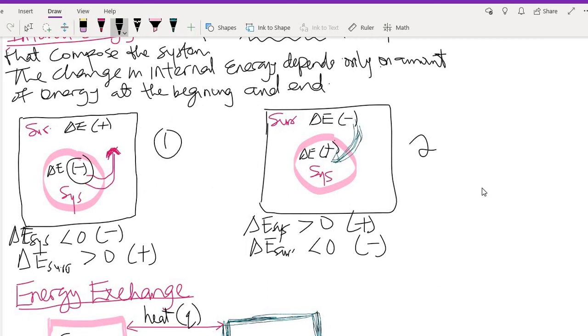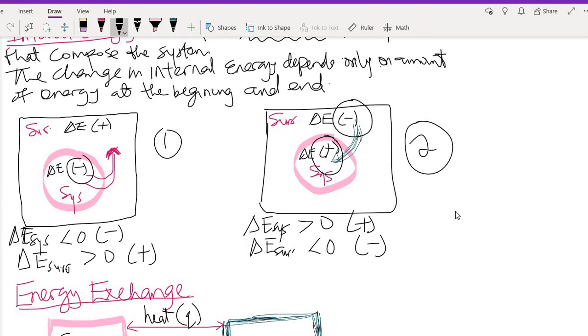The second diagram here shows energy flowing from the surroundings into the system. We can see as energy leaves the surroundings, it becomes negative and the system becomes positive because energy goes into it. In this case, delta E system is greater than 0, which signifies positive, and delta E for the surroundings is less than 0, which is negative.